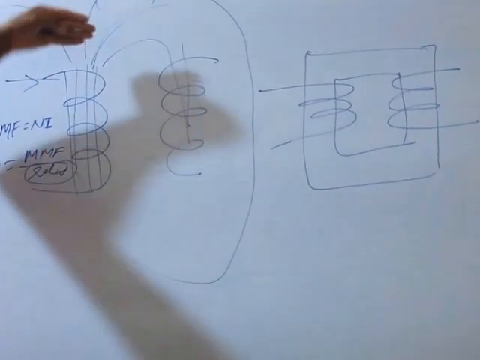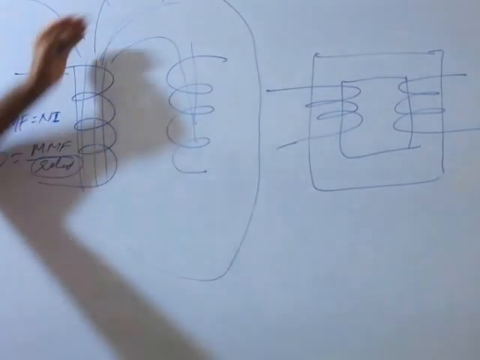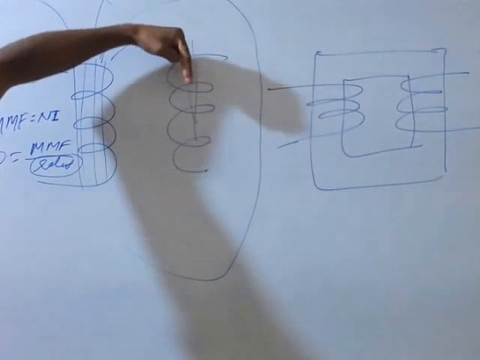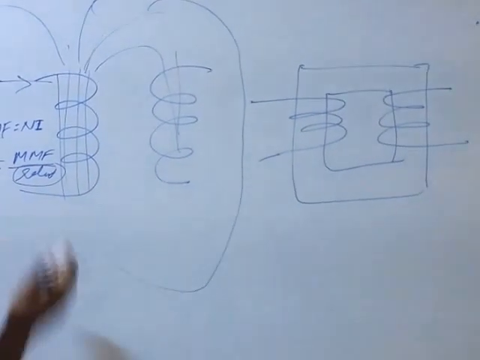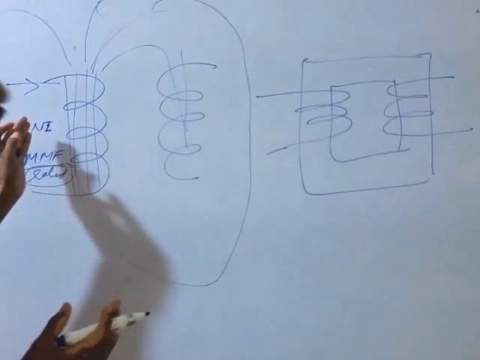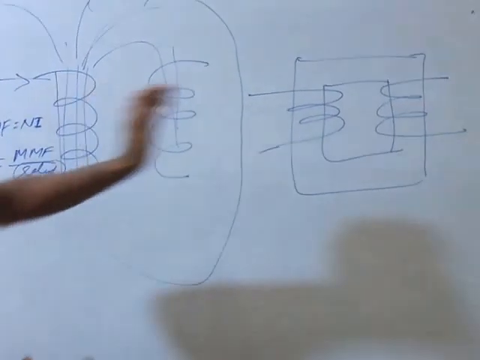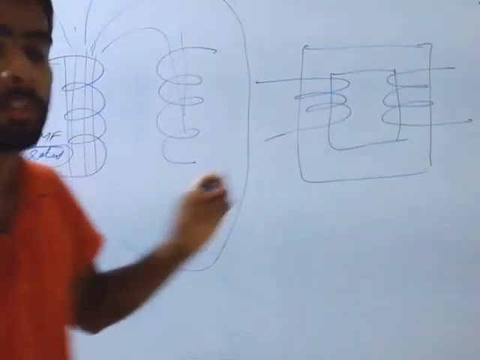One is it gets dispersed, or the flux generated will not pass through the secondary winding. A lot of leakage flux will be there. The second thing is that reluctance is so high that we will get very little flux for a definite amount of current. But when I use the iron core, the case will be different.